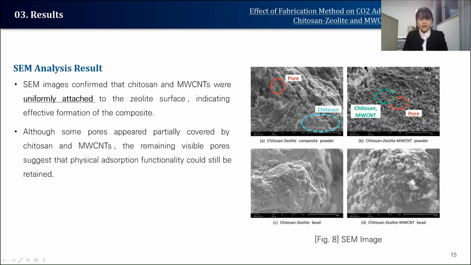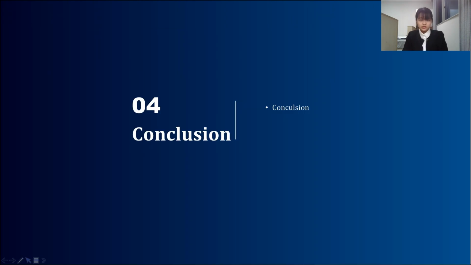The same images show that chitosan and MWCNT were attached relatively uniformly to the zeolite surface. This indicates that the composite was successfully formed. Now I will move to the conclusion.